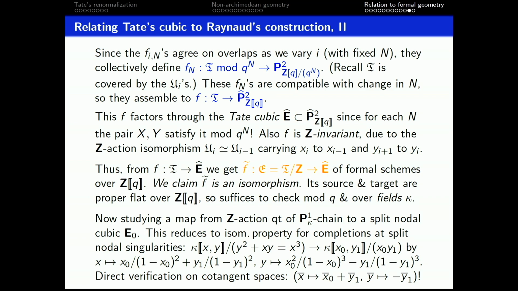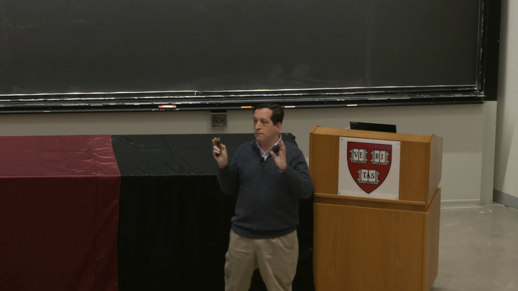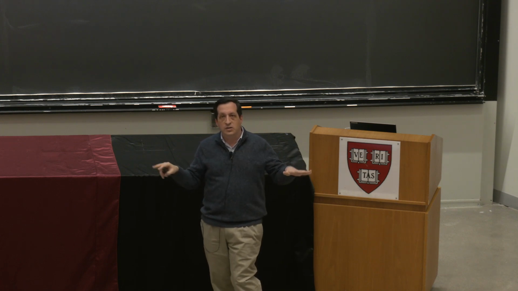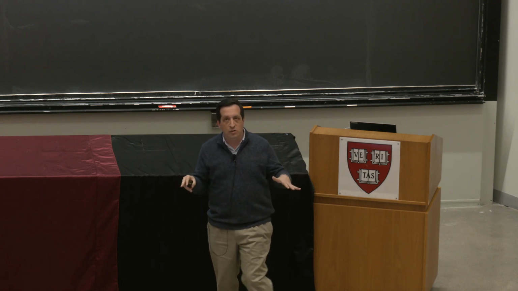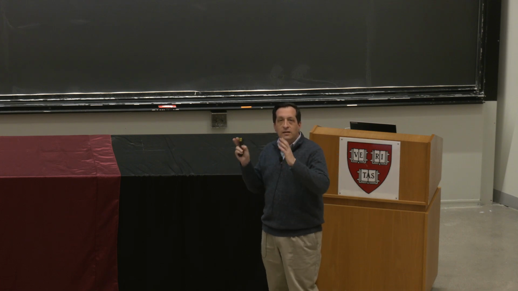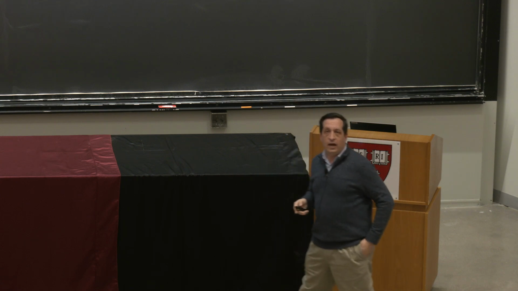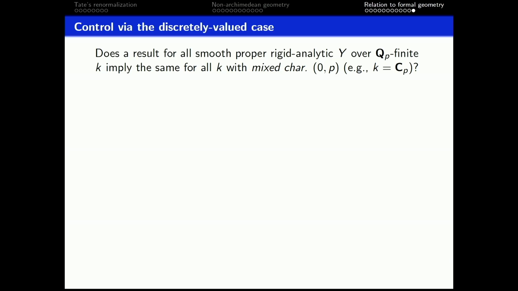Okay, anyway, the upshot is that the original Tate formulas, when you renormalize them and get rid of the negative exponents and make sure it makes sense to do reduction mod powers of q, they exactly witness the realization of the Tate cubic as giving the algebraization of the abstract formal scheme.